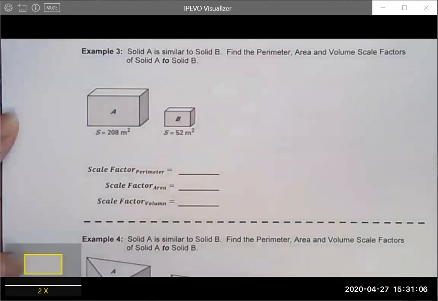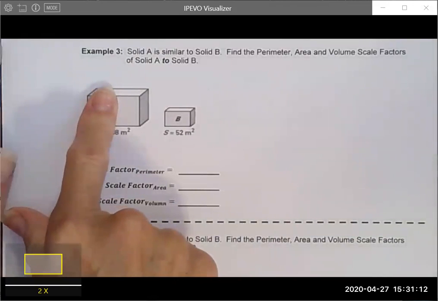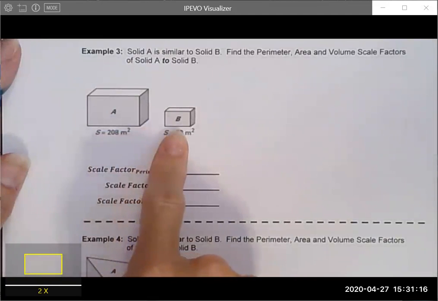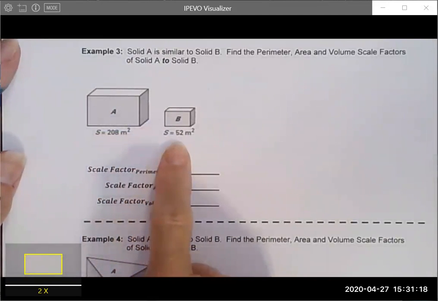Let's look at another example. Example 2 is actually very similar to example 1, so I skipped that. Instead, I'm going to look at example 3. In example 3, I'm told that A is similar to B, but I notice in this case, figure B is smaller. So that tells me my scale factor is going to look a little different.